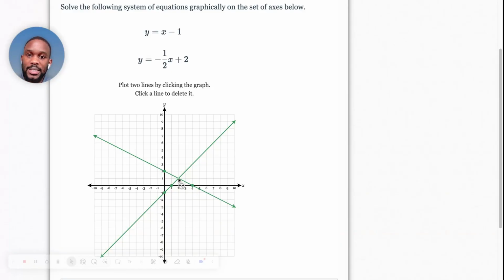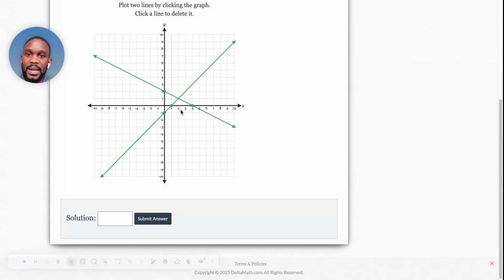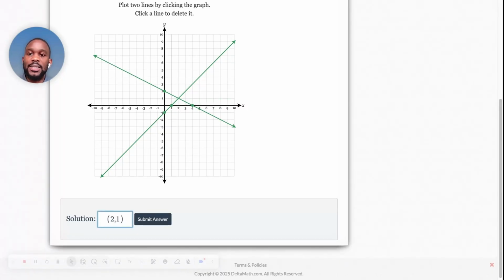The point of intersection is the solution set for this system. Where do they intersect? They're intersecting at positive 2, positive 1. So I'll write my answer as 2, 1. So that's the solution set.